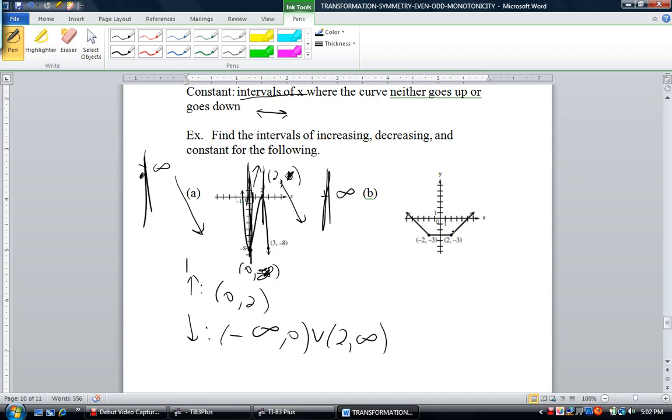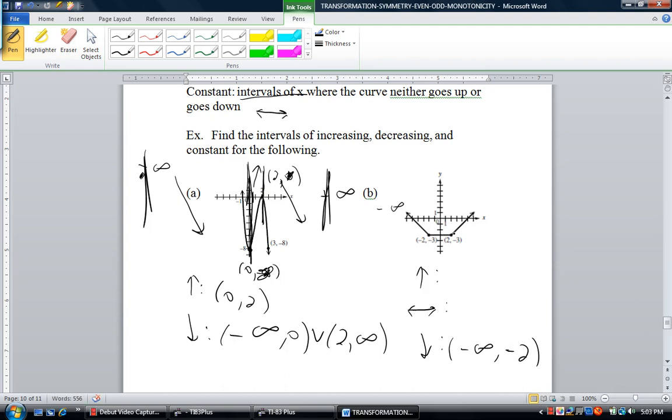So now I'm going to do this one, and I'm not going to do all those arrows. We're just going to read left to right. From the left, it looks like it's going down, and then constant, and then back up. So we got 3 of those. So from negative infinity, it's going down until we get the x value of negative 2. So that's negative infinity to negative 2.